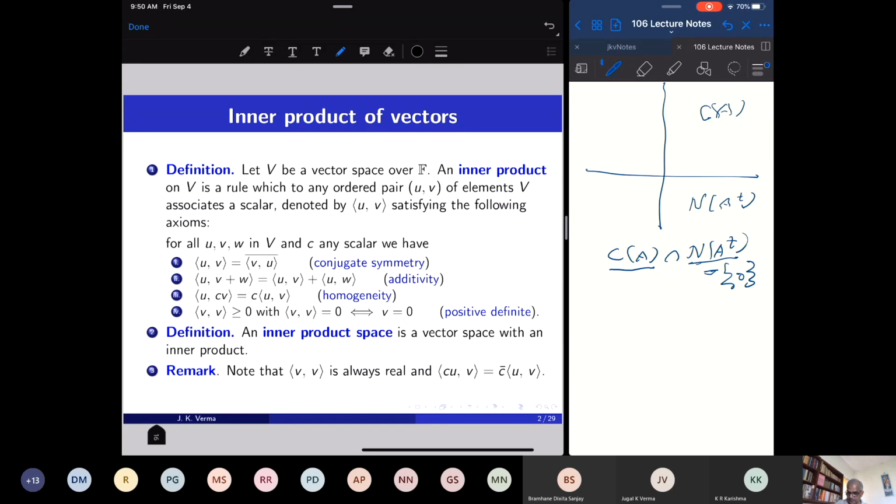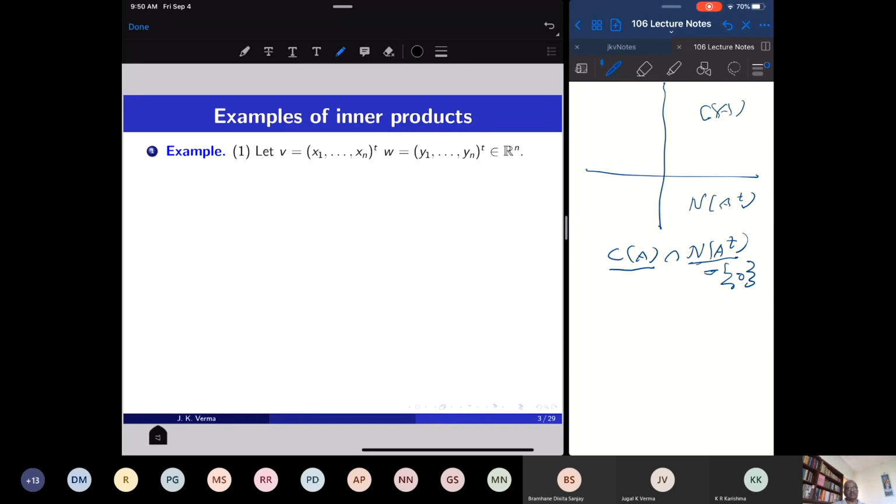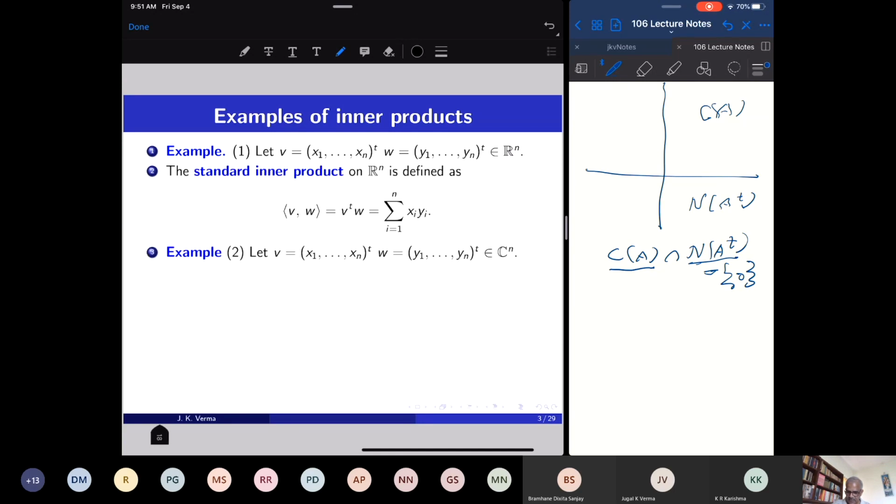Okay, this way. All right, so let us look at some examples. First look at the common example of Euclidean space Rn. Take 2 column vectors in Rn. They have n components. They are real numbers. Standard inner product on Rn is simply sum of xi yi.